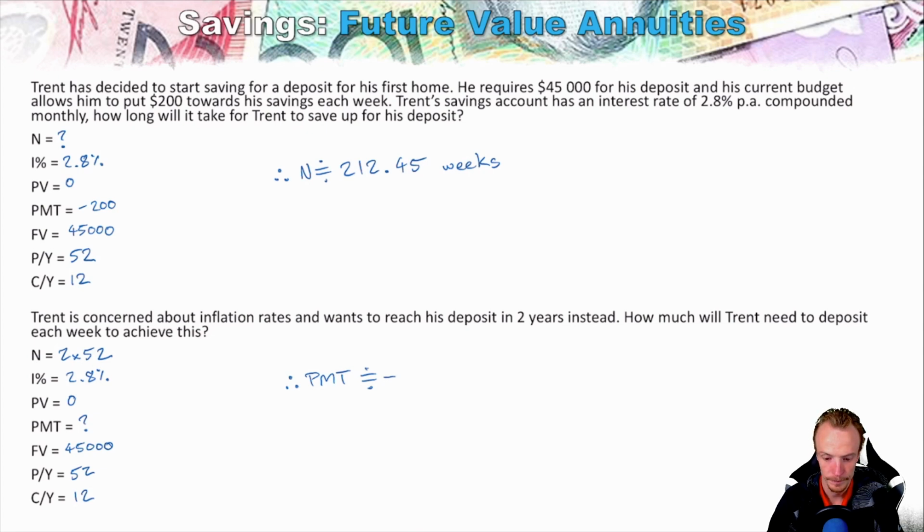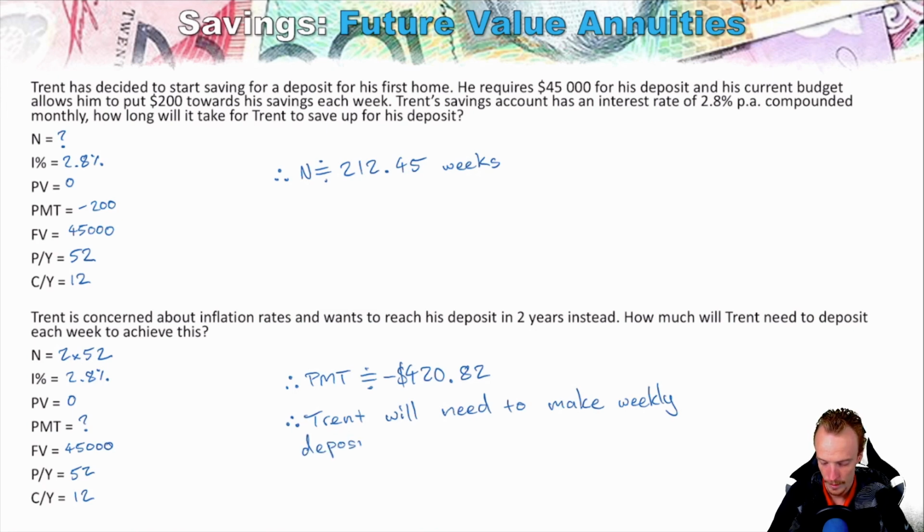So PMT. We find that our PMT is approximately $420.82. So once again, we've got a negative number here, so let's just interpret it. Therefore, Trent will need to make weekly deposits of approximately $420.82.